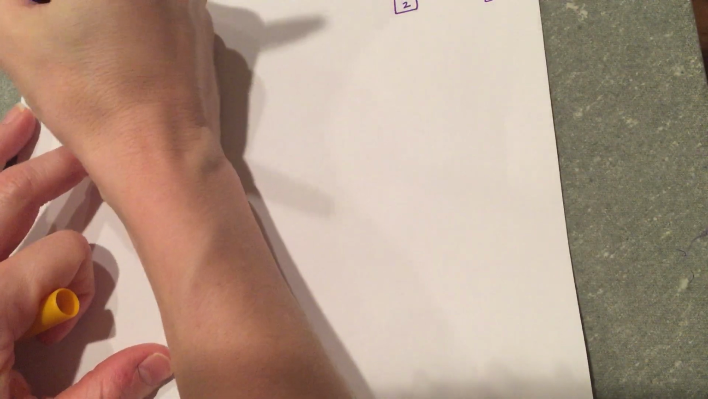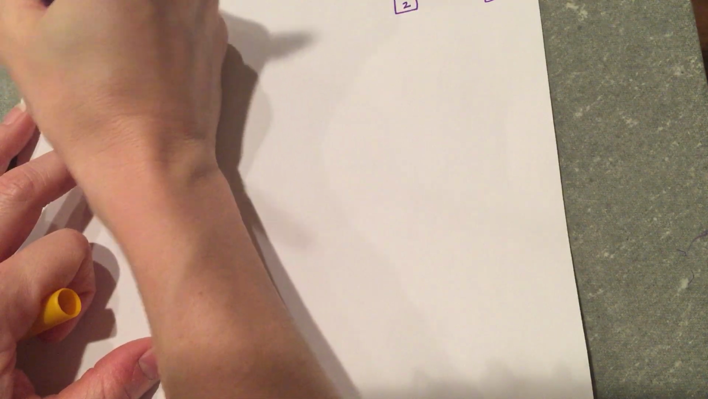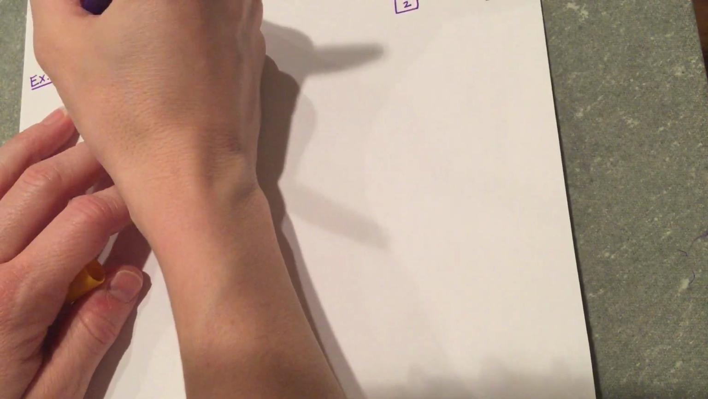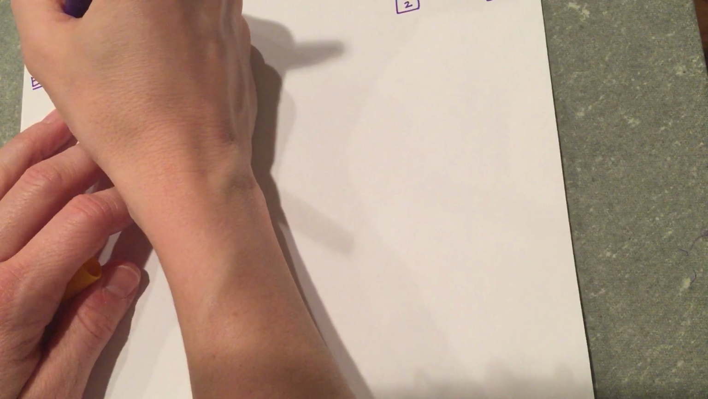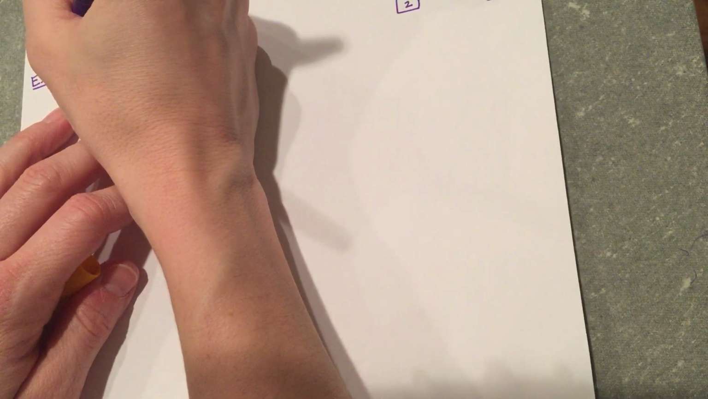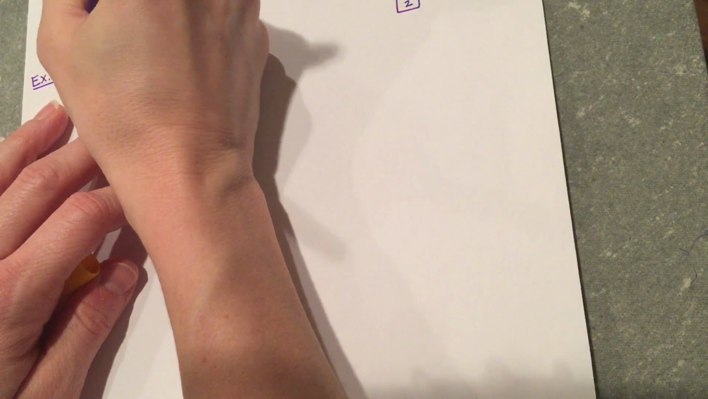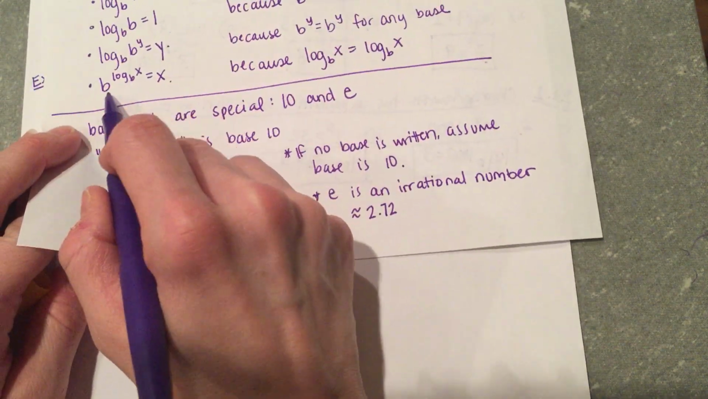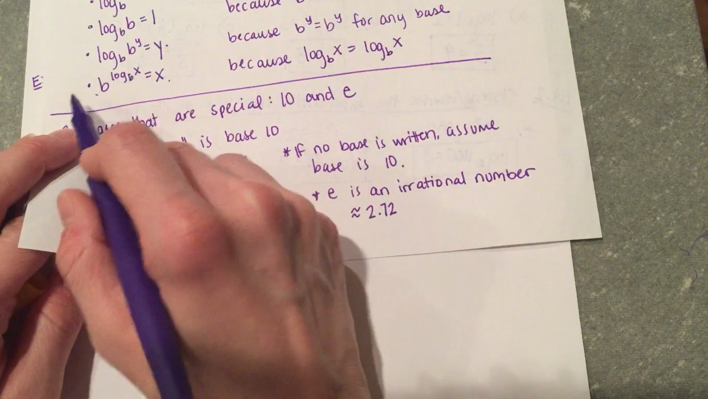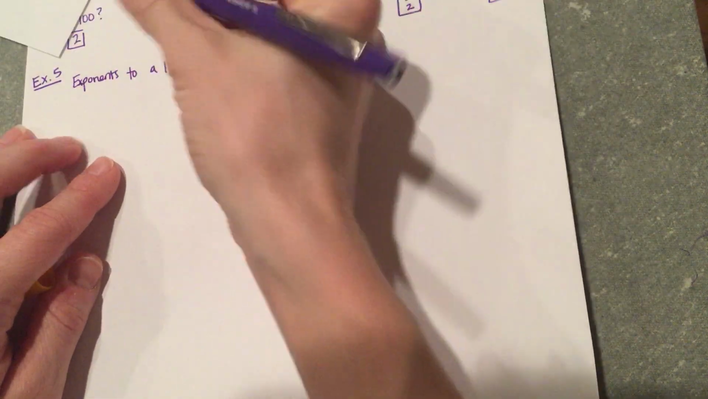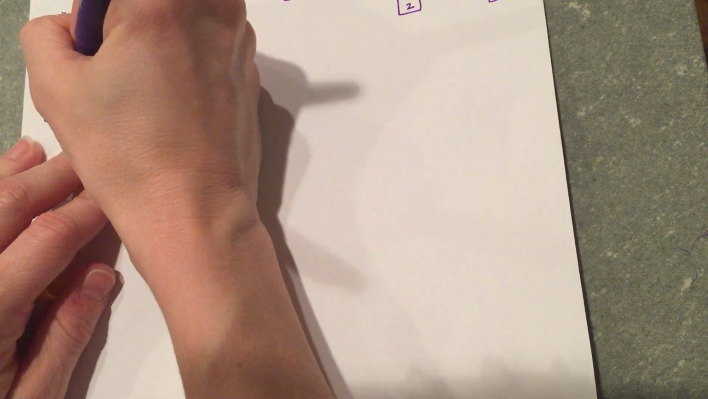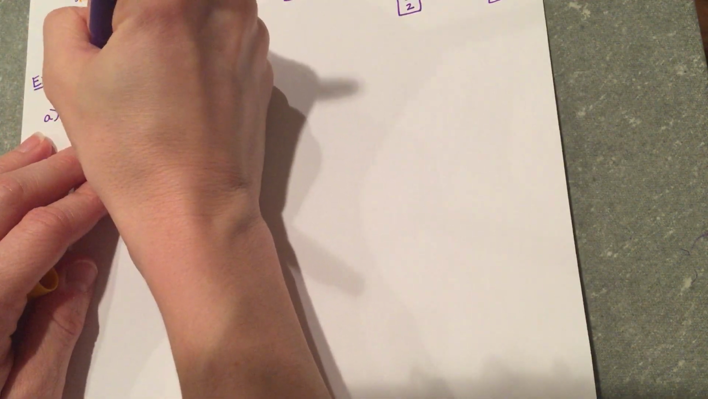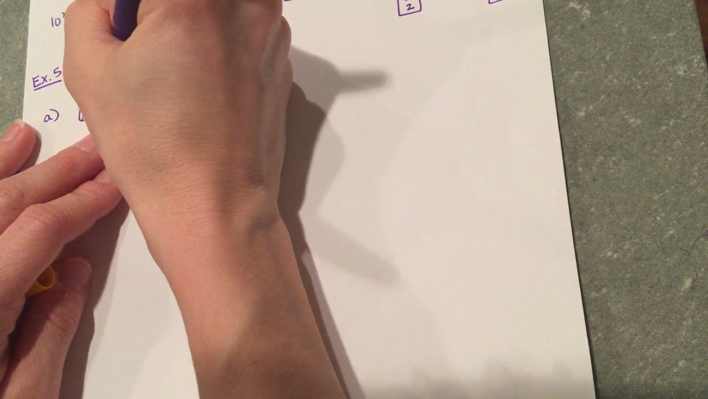Okay, so one last example. This is exponents to a log. Oops, I skipped the x. Using one of the properties that we wrote down, we have an exponent raised to a log with the same base. They essentially cancel each other out. So I want to try that out. For A, let's say we have 6 to the log base 6 of 11.